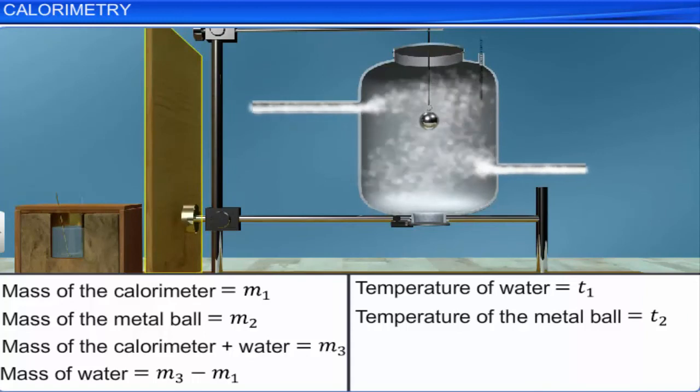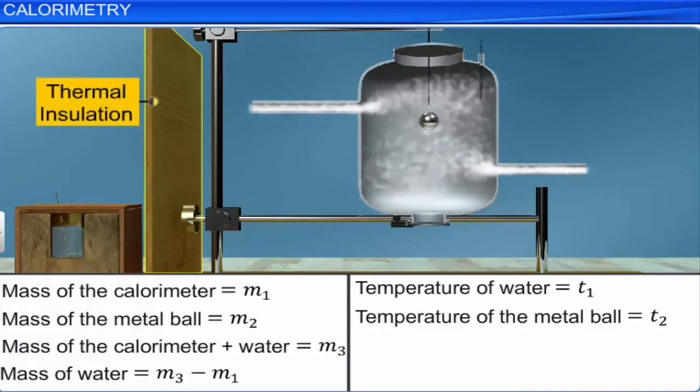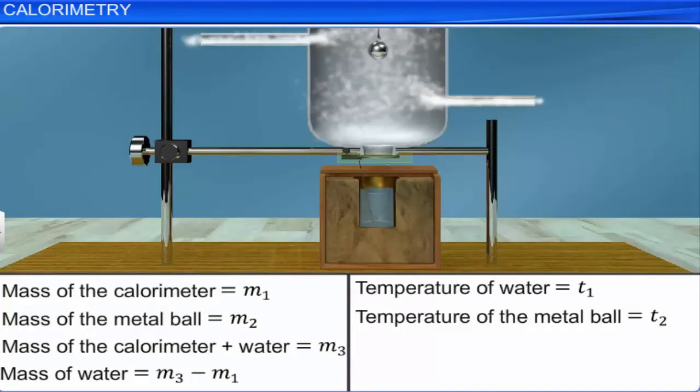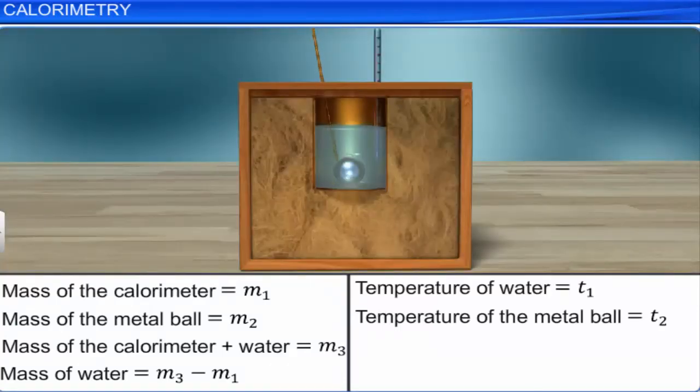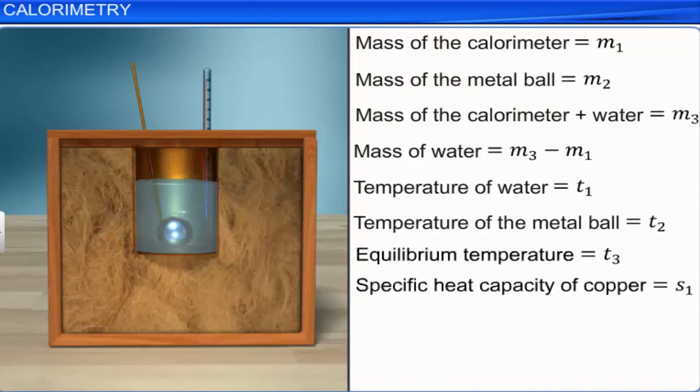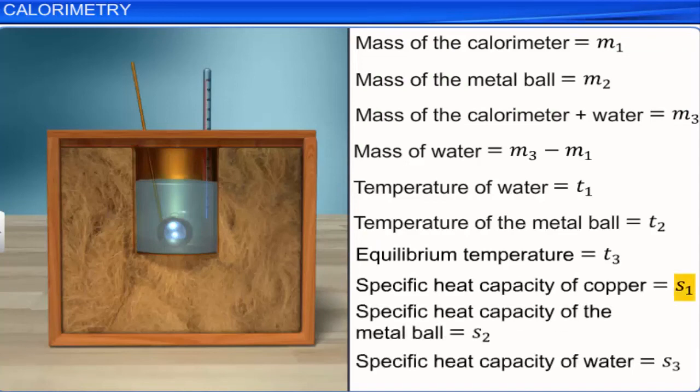The wooden partition separating the steam chamber and the calorimeter provides thermal insulation to the calorimeter from the chamber, so that there is no transfer of heat from the chamber to the calorimeter. Now bring the calorimeter below the sliding base of the steam chamber and slide open the base of the chamber. Drop the metal ball into the water in the calorimeter and stir the mixture for some time. Then note the equilibrium temperature T3. Let the specific heat capacity of the calorimeter, the metal ball and water be S1, S2 and S3 respectively.